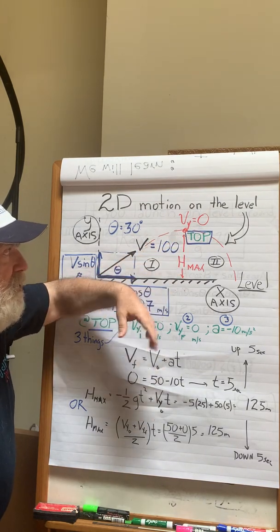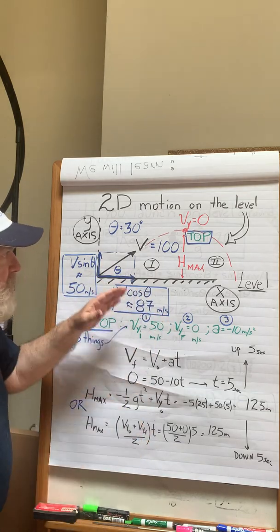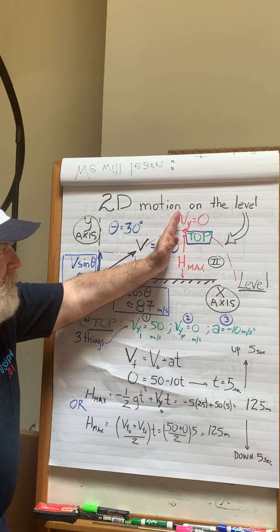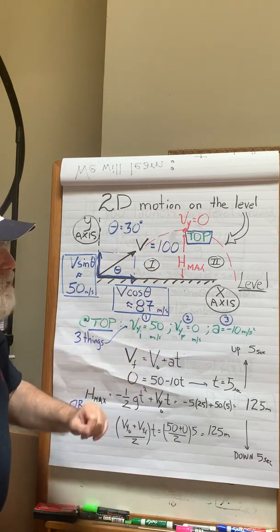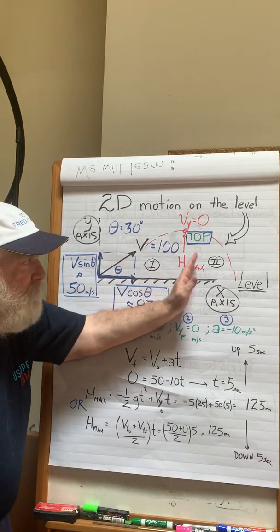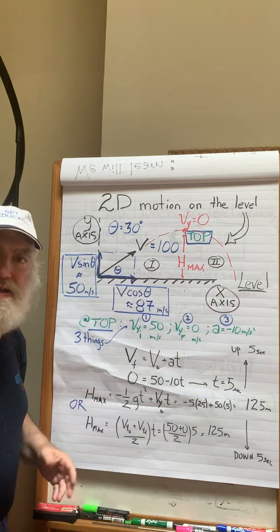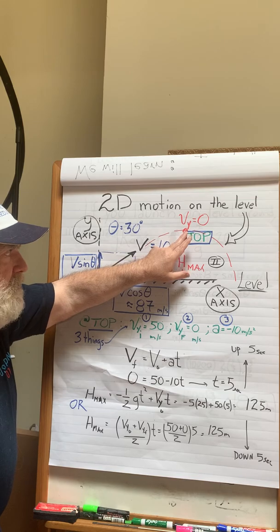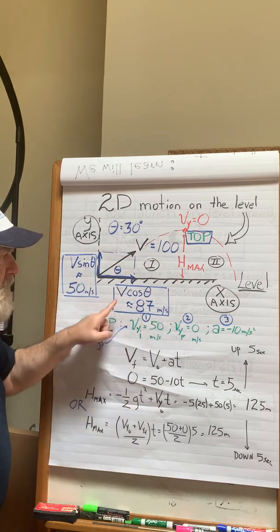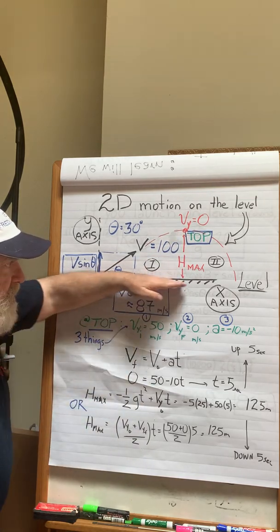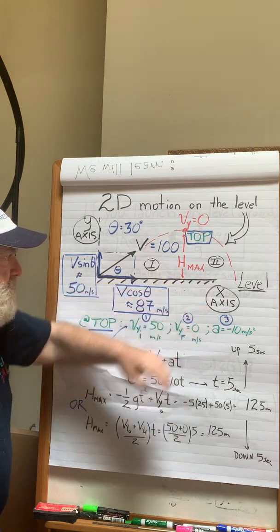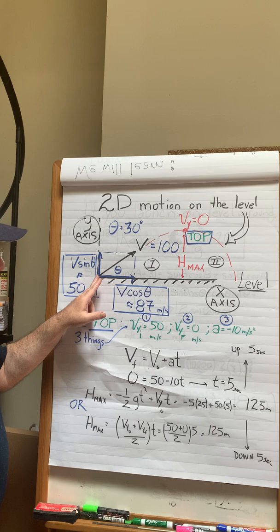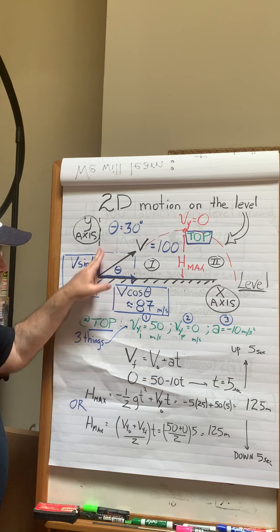And a lot of students want to say it's 0 because the object is going up, stopping, and coming down. But don't forget, it's also moving forward at a constant rate the entire time. So at the very top, the speed will be whatever the x velocity is, and that will remain constant. Here, the velocity is made up of two components.